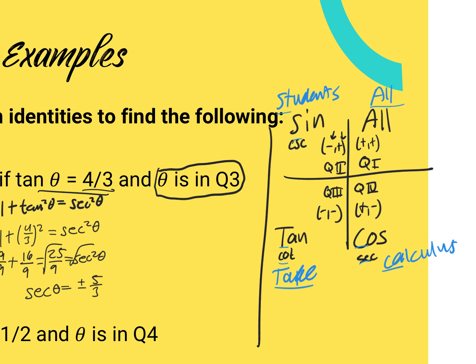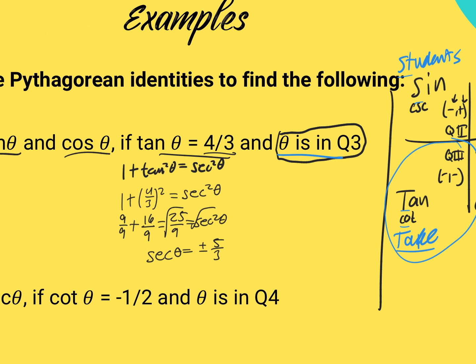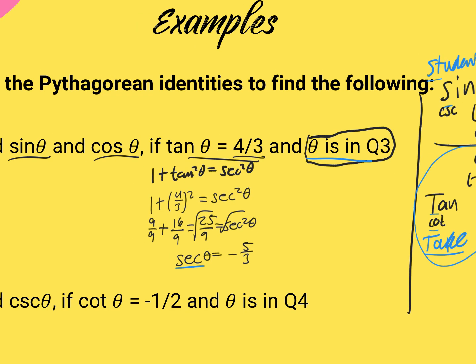So if I have that theta is in the third quadrant, we're looking in this region right here. That would mean tangent and cotangent are the only ones that are positive. Secant is not listed there, so it's not going to be plus minus. This one's actually just going to be negative 5/3. So I have secant is negative 5/3.